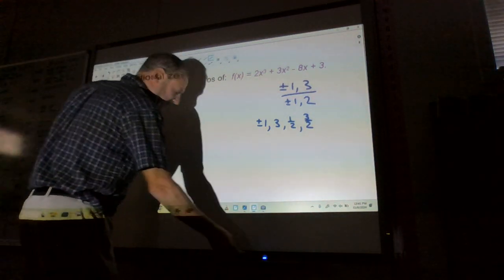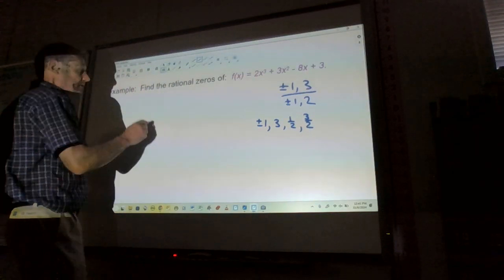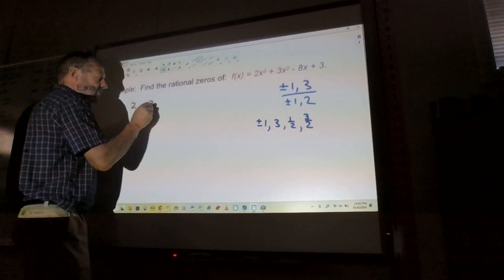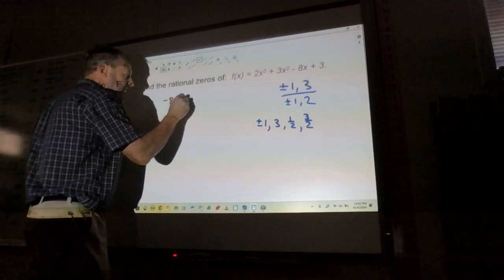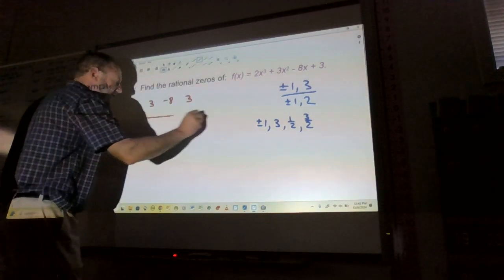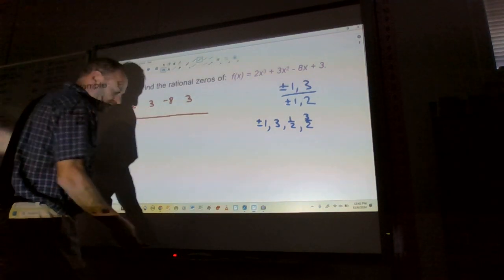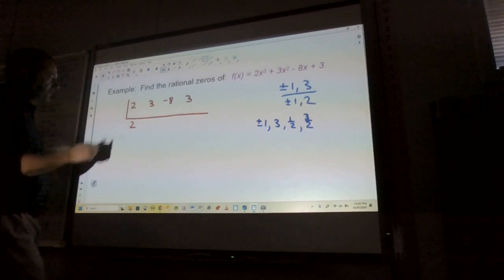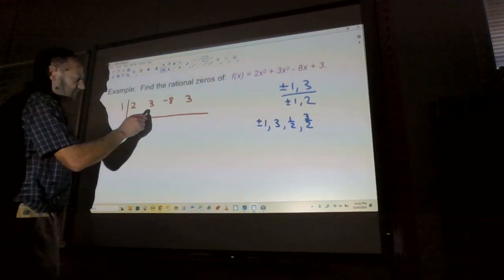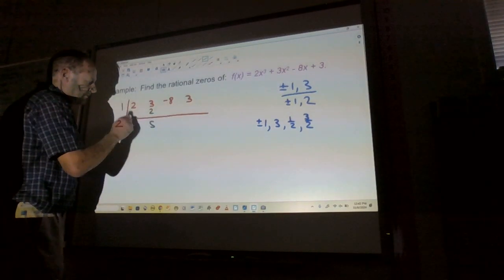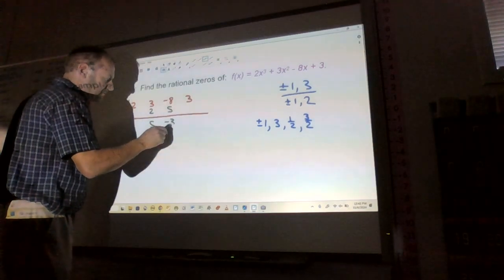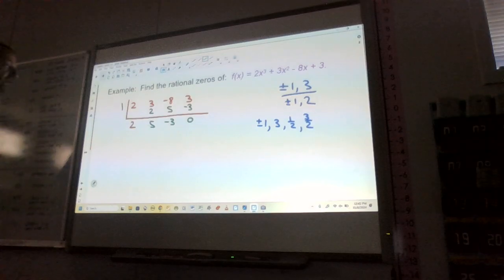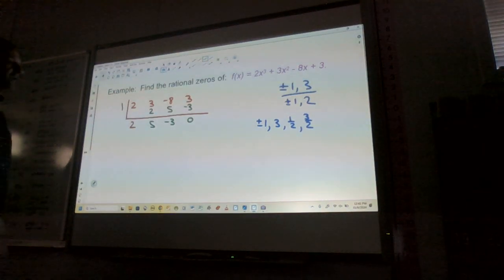Okay, and if I wanted to find which ones worked, I could do it by synthetic division. So I would take the coefficients 2, 3, negative 8, and 3, write them down like this, bring my 2 down, and then I would choose one of these. I'm probably going to choose something small for this one, like 1. 1 times 2 is 2, that makes 5. 1 times 5 is 5, that makes negative 3. 1 times negative 3 makes negative 3, which makes 0. So that one worked out good. So I know that 1 is one of them.